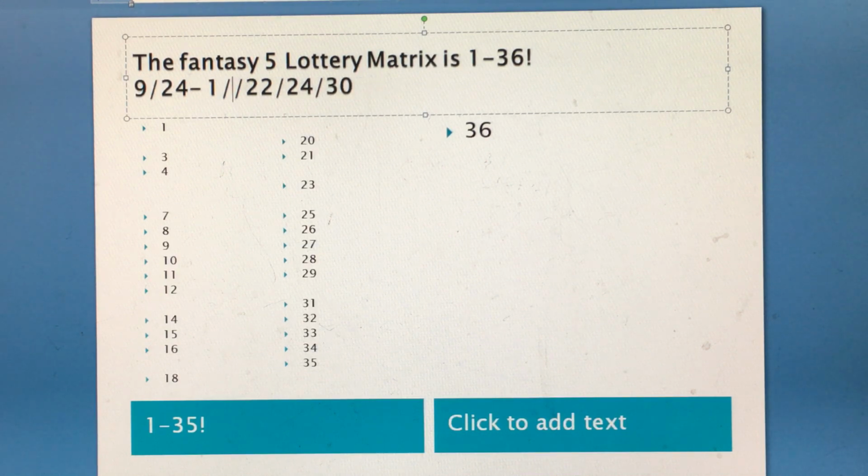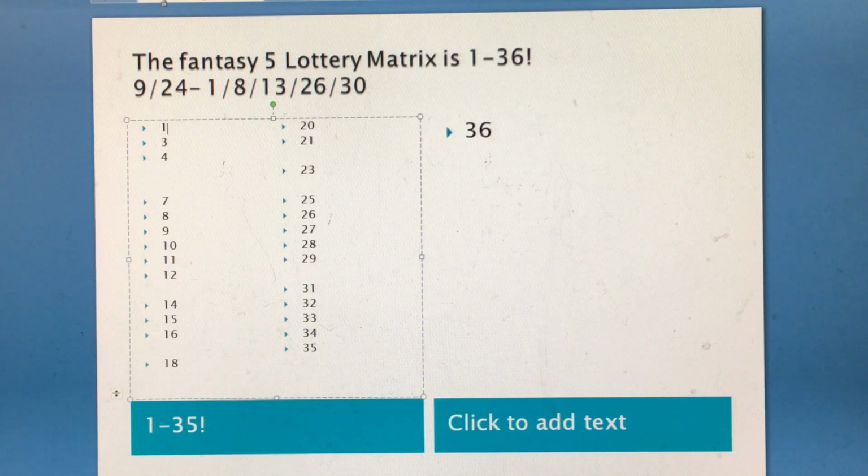1, 8, 13, 26, and 30. The 30 was repeated from the last drawing. Let's see if I got it correct. And let's see what happens in the law of elimination. Oh shoot.